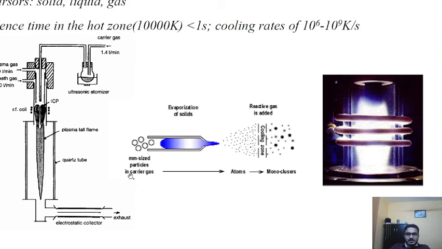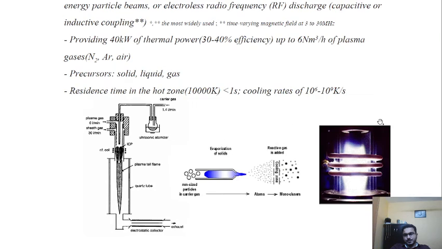Micrometer size particles in carrier gas, that is over here at the top right. Then there will be evaporation of solids, and then reactive gases are added over here in the cooling zone. So here this gas is converted into atoms and then into monocrystals. Here we can see the actual image also.